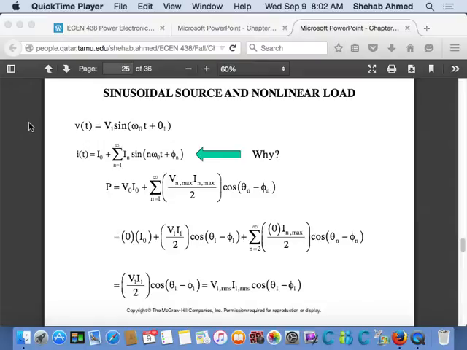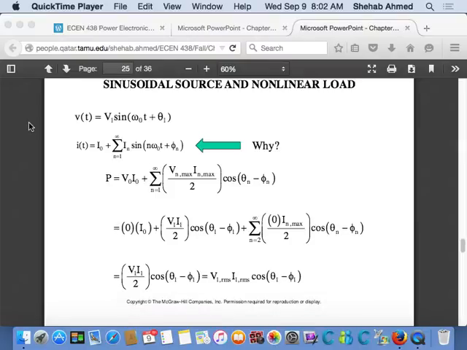You start with the average value if it has an average value. So the average power for the DC case would be the average voltage times the average current, and the fundamental voltage times the fundamental current times cosine power factor. Then the next harmonic, and so on and so forth. And then for the case of the sinusoidal source and nonlinear load, how would we do it?